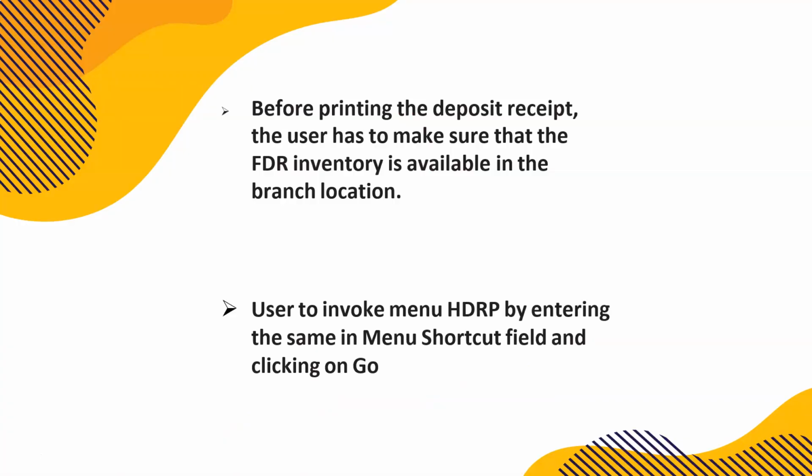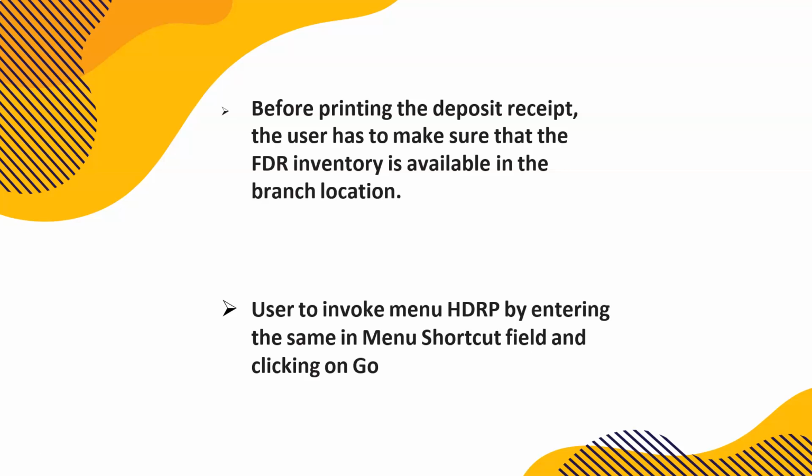So before printing the deposit receipt, the user has to make sure that the FDR inventory is available in the branch location, right? Whosoever is printing the fixed deposit, he has to have that inventory in his location. Otherwise, the system won't allow it, and that has to match with whatever has been entered in the system, right?